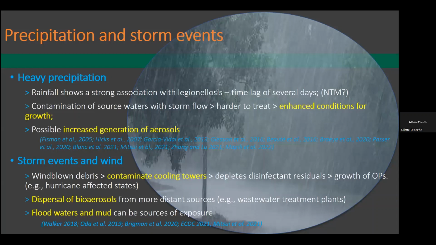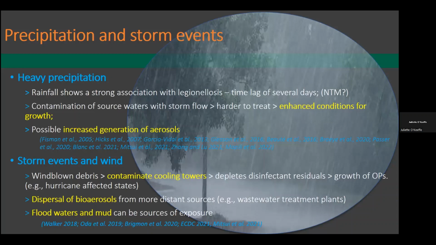or big flooding events could lead to contamination of source waters with storm flow. Those source waters become harder to treat. They also enhance growth in the environment for these organisms, which have more sources of total organic carbon and nutrients. And then that source water becomes more difficult to remove turbidity and organics and nutrients, etc. There's also possible increased generation of aerosols during heavy precipitation events that increases exposure in ambient environments.